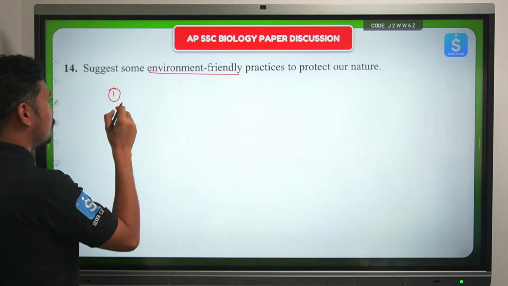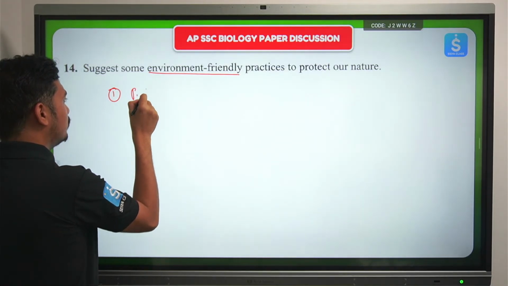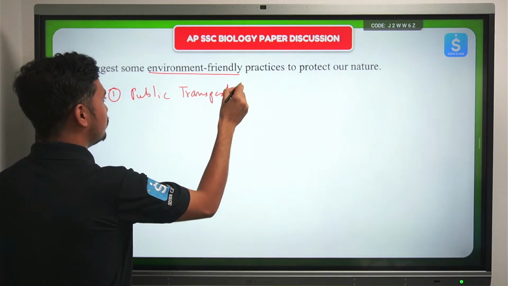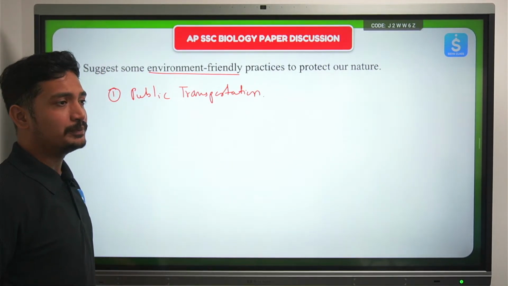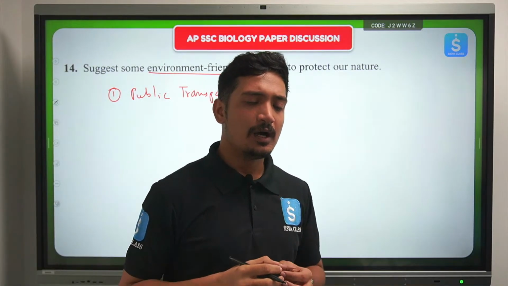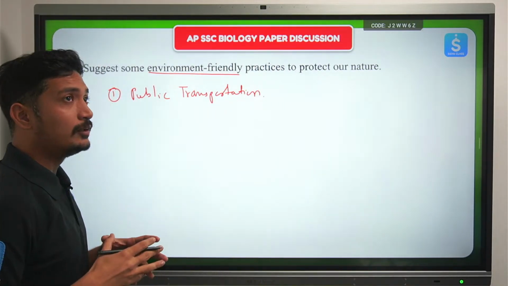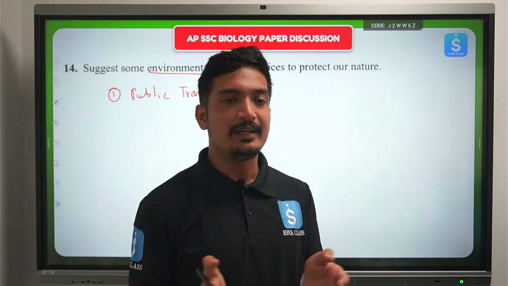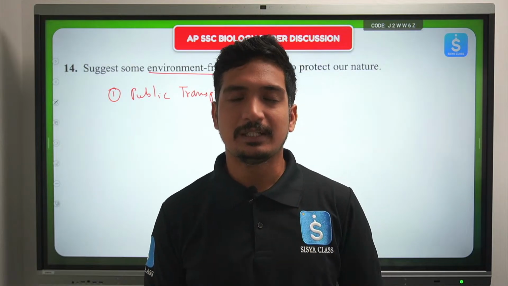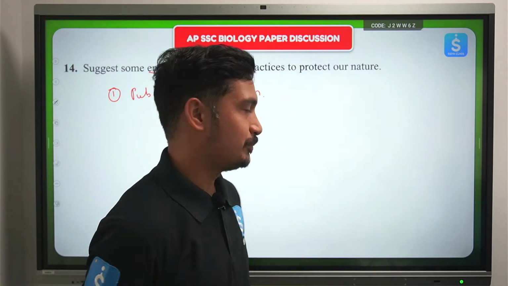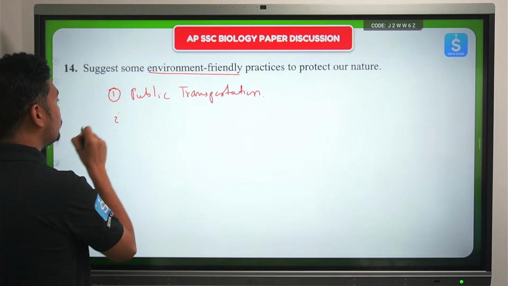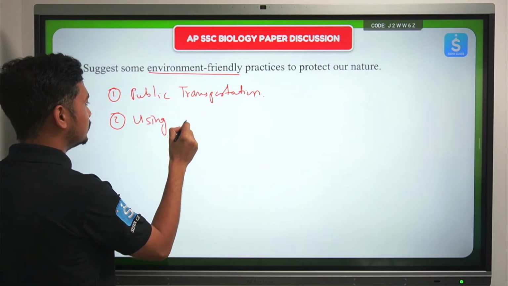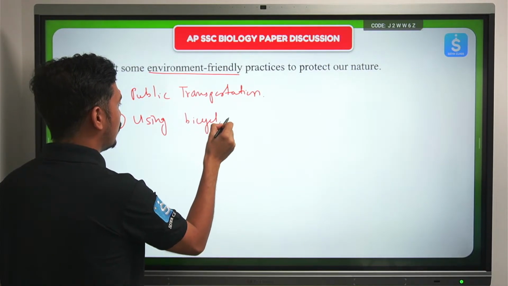First of all we can use public transportation as much as possible, because if everyone thinks of using their own personal vehicle, the amount of pollutants released in the atmosphere will be too much. So sharing of transportation, using public transportation, is one of the best practices. Also, there are a few European countries who follow the practice of using bicycles for short distances. This can also be part of our lives.